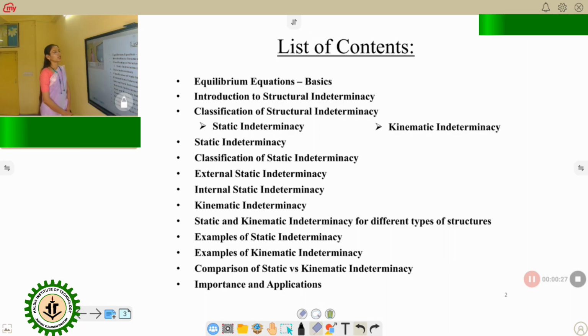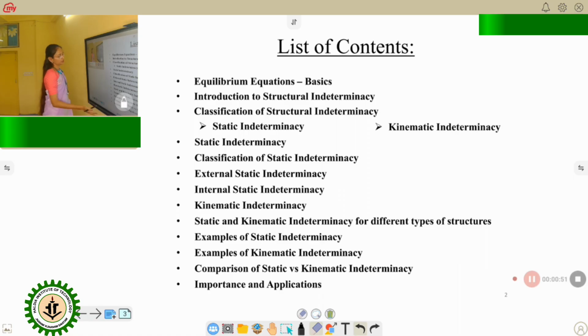So the list of contents includes the basics, that is equilibrium equations, which we all know is a very important section of basic engineering. The next is the introduction to structural indeterminacy. That means we will know what structural indeterminacy is and why we are going to learn it. And the next is how many types of indeterminacy there are, that is mainly static and kinematic.